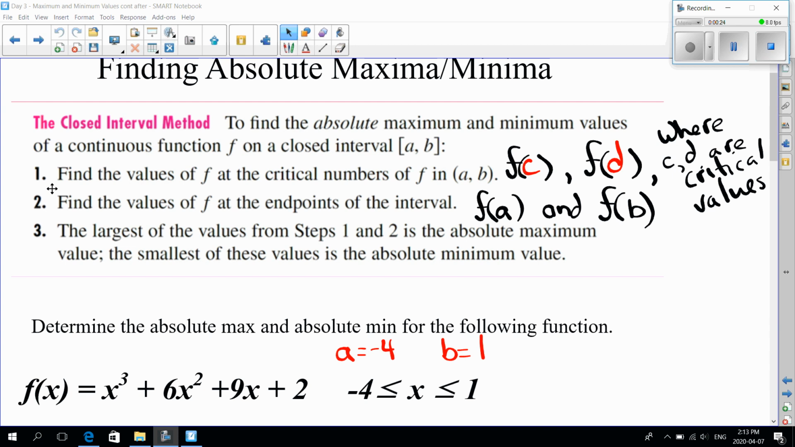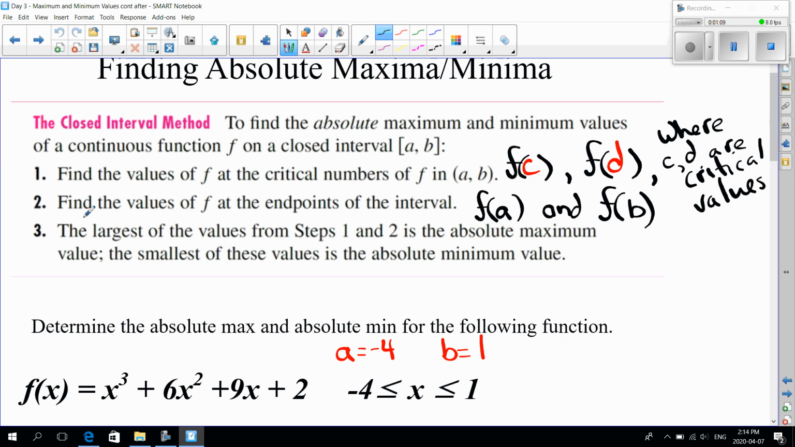So we'll need to take the derivative, factor the derivative, and find any values of x that make the function equal 0 or make it undefined. Step 2 is you find the values of f at the endpoints of the interval. So if you look down here in the example, you can see the function is f of x equals x cubed plus 6x squared plus 9x plus 2. But the endpoints of the interval would be -4 and +1, because we're only looking at this cubic function for x values that are greater than or equal to -4, but less than or equal to +1.